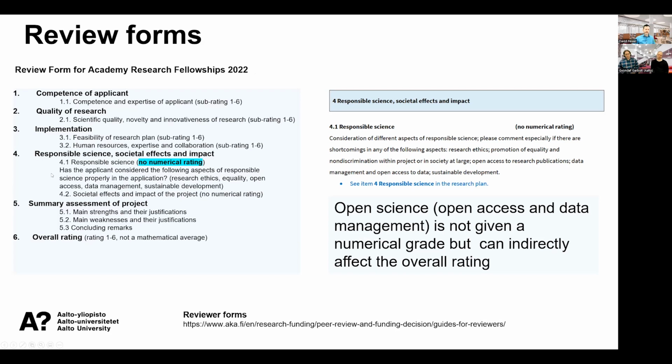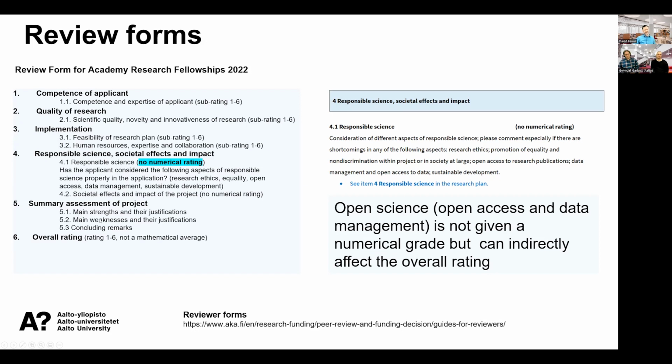So in this review form, the reviewers are asked to evaluate the competence of the applicant, the quality of the research plan, the implementation of the research plan, and each of these categories gets a sub-rating of 1 to 6 here. The reviewers are also asked to evaluate the responsible science, societal effects, and impact of the research plan, and open science considerations are under this responsible science section here in 4.1. So this section does not receive a direct numerical rating.